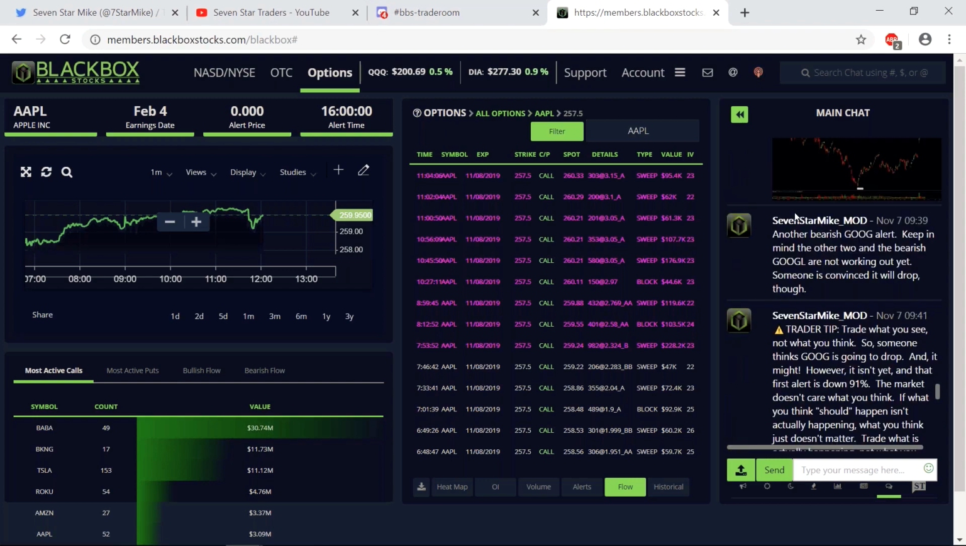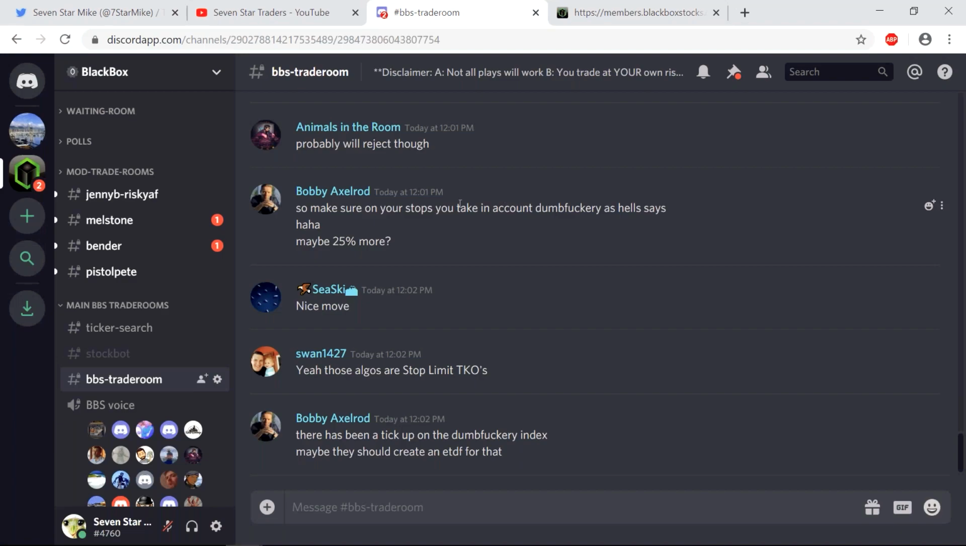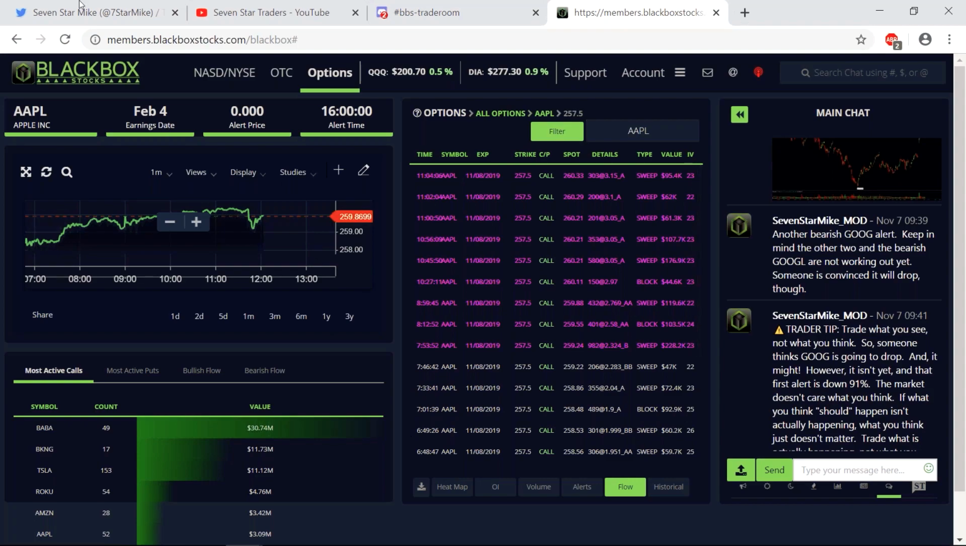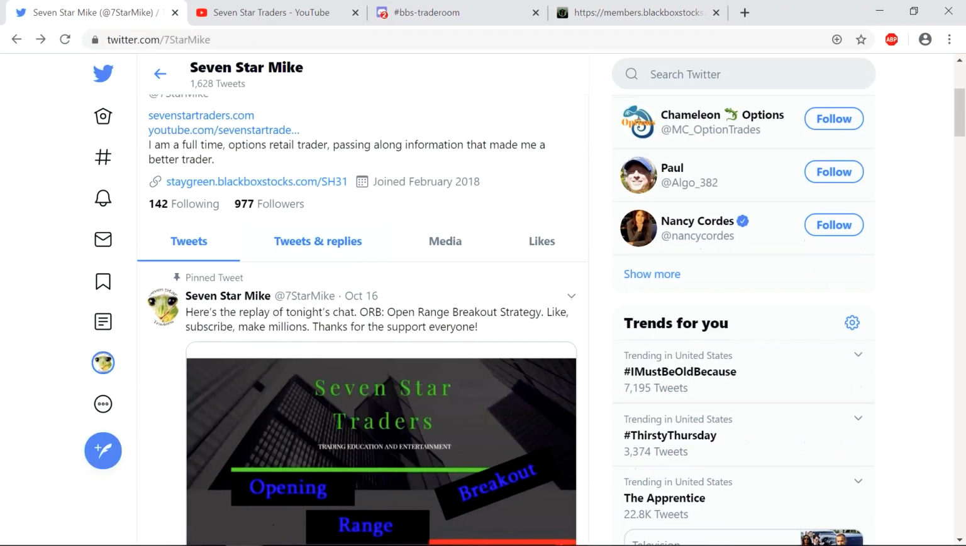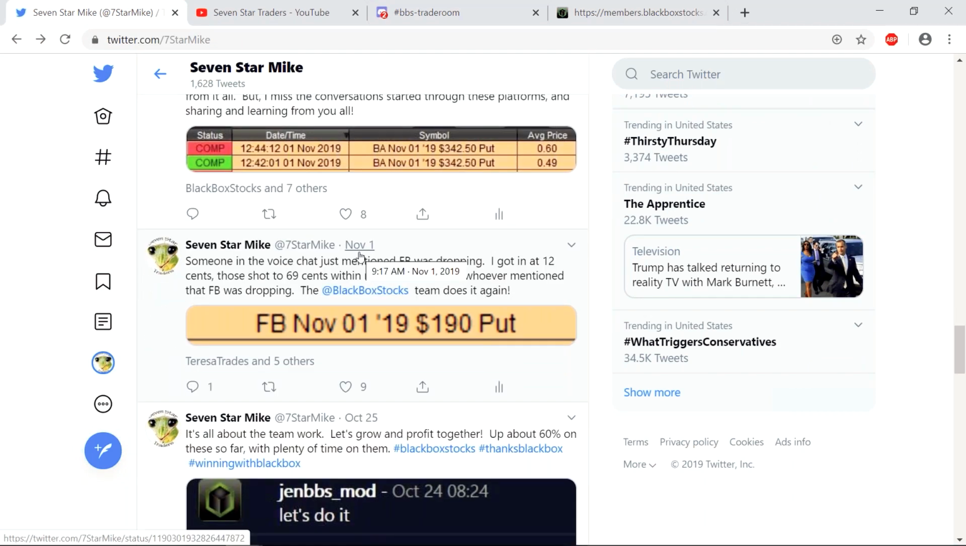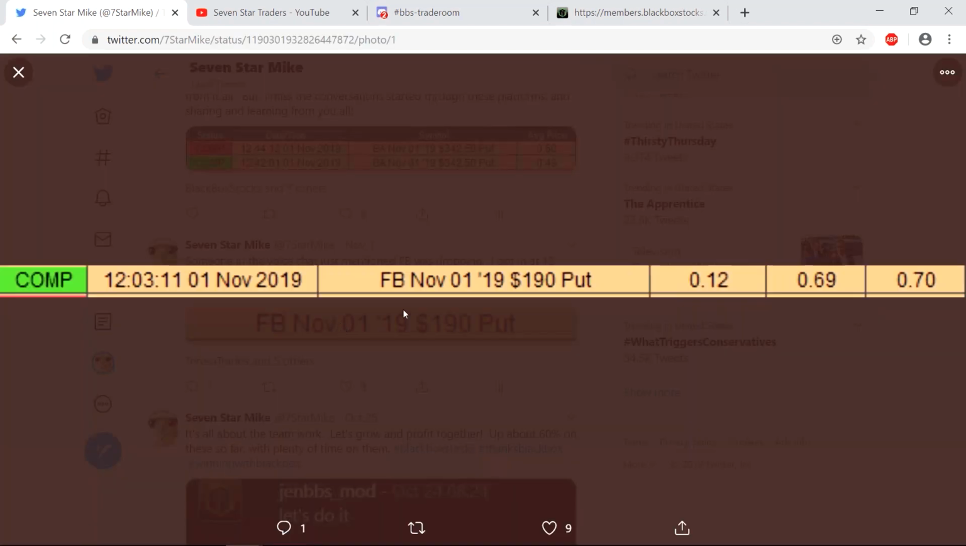So part of BlackBox, we also have this Discord room here. And one of the things I wanted to point out about the Discord room is I'm going to jump over to Twitter really quickly from a few days ago. So this was November 1. This was Friday. Someone in the voice chat just mentioned Facebook was dropping. I got in at 12 cents and those shot to 69 cents within minutes, thanks to whoever mentioned that Facebook was dropping. And here's the graphic on it.